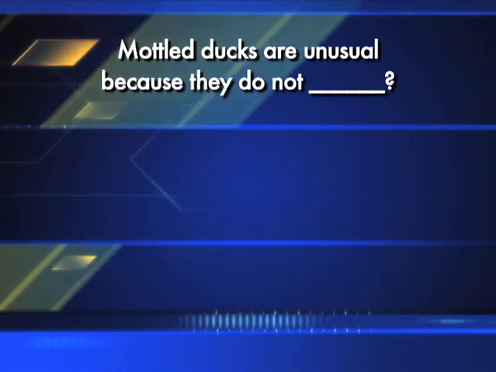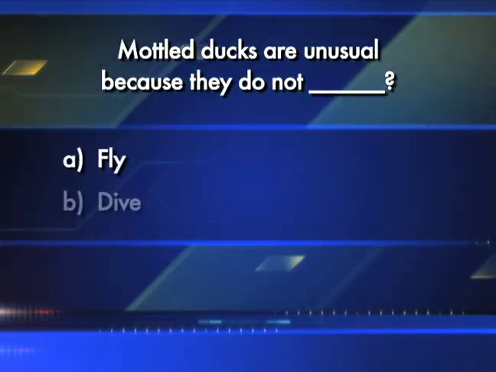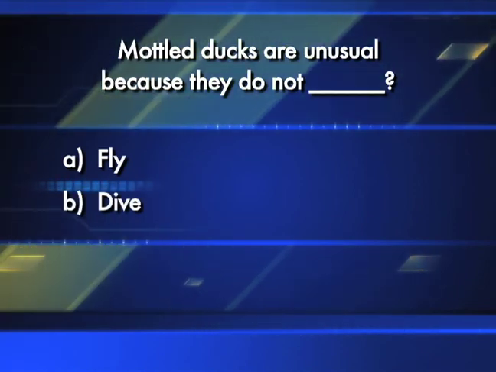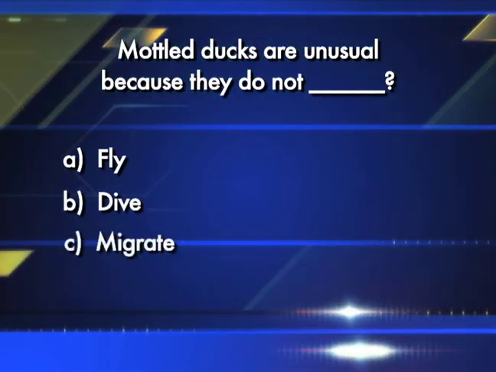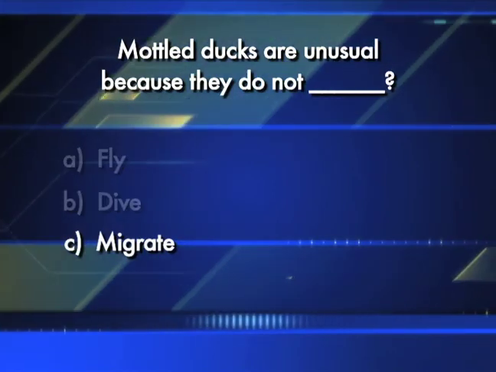Mottled ducks are unusual because they do not A. fly, B. dive, or C. migrate. The correct answer is C. migrate.